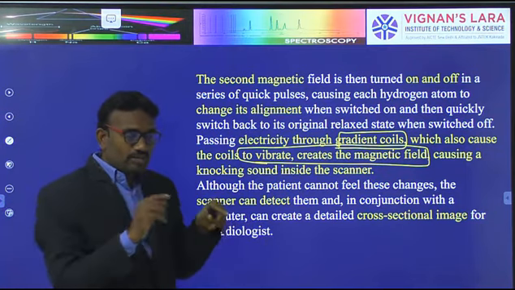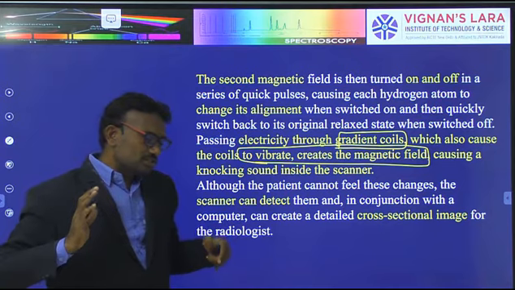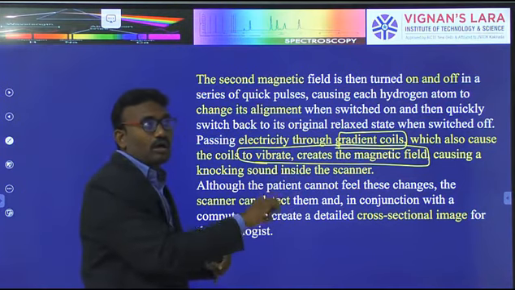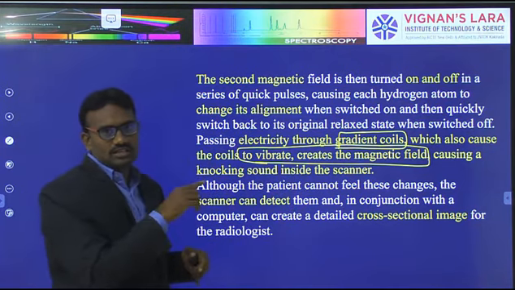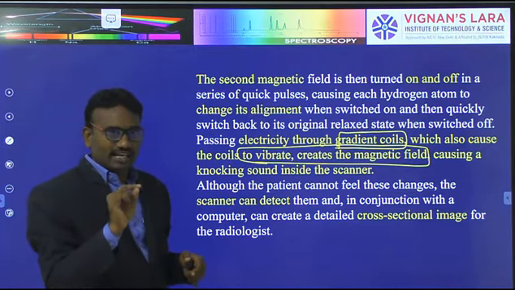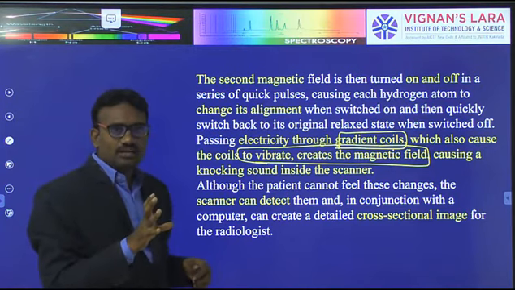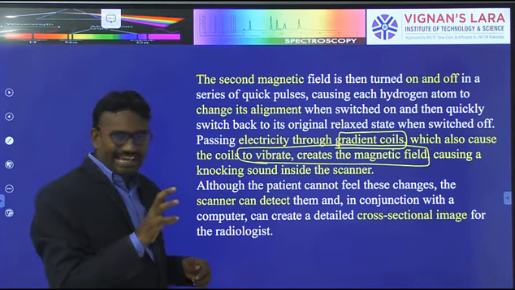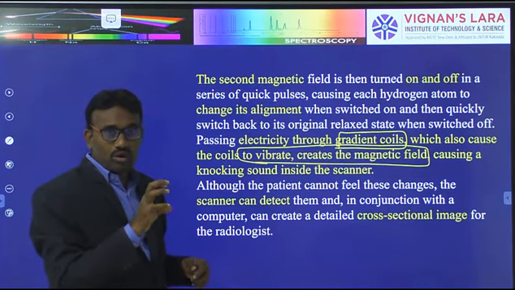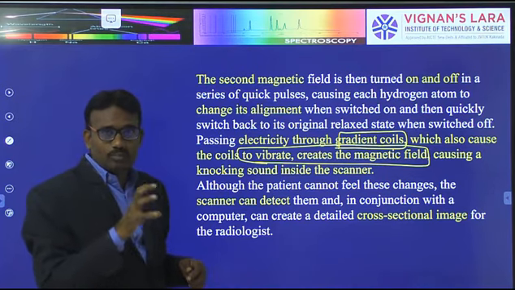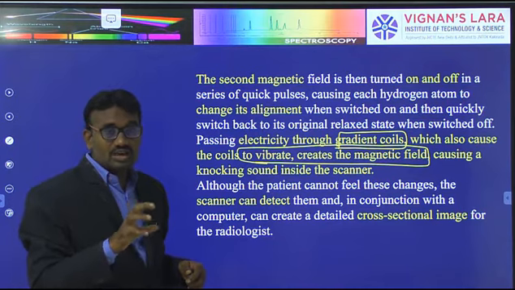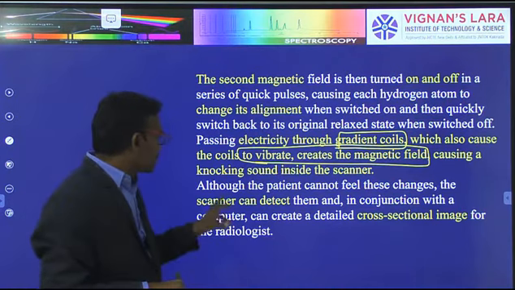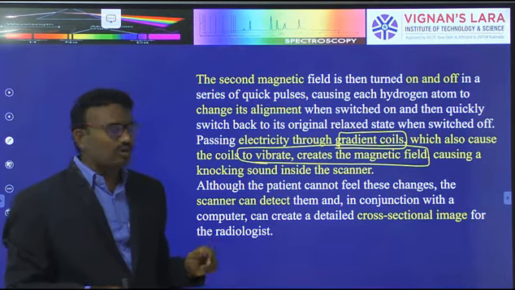In the MRI instrument, the full body is pushed in. The scanning process takes a minimum of 5 minutes. During those 5 minutes, a magnetic field is created in our body. While the magnetic field is being created, some sounds are produced. These are called knocking sounds.